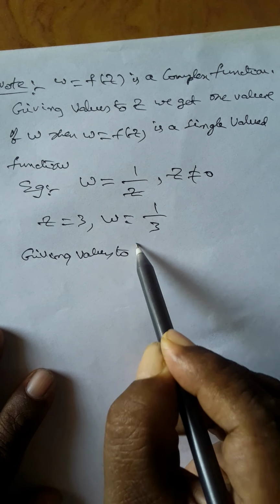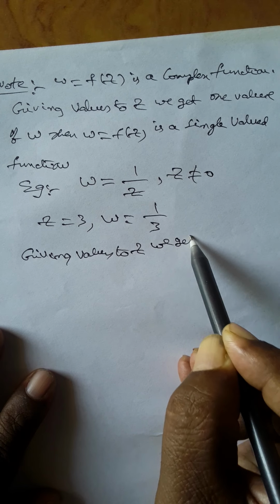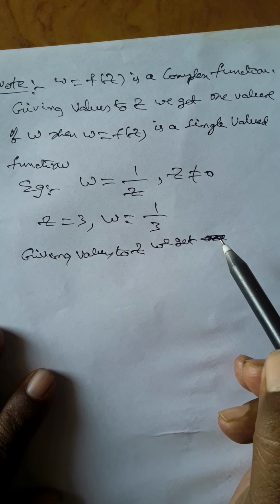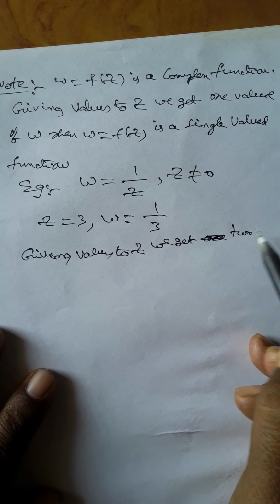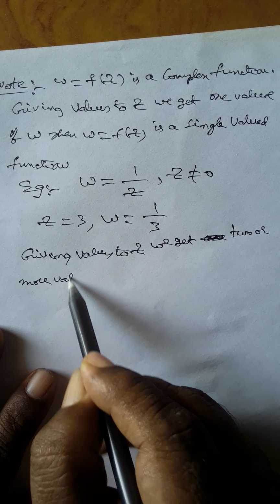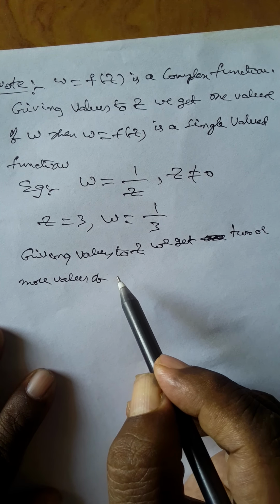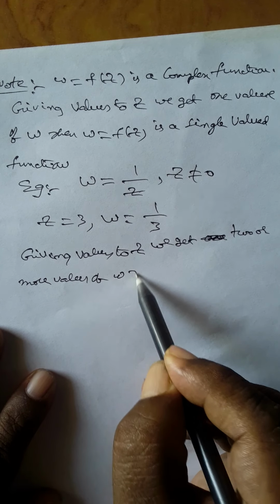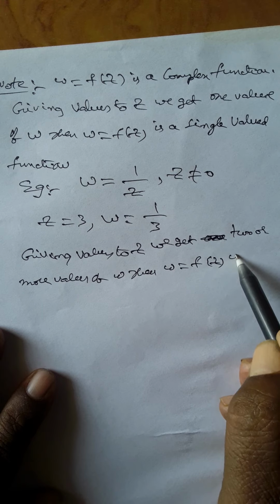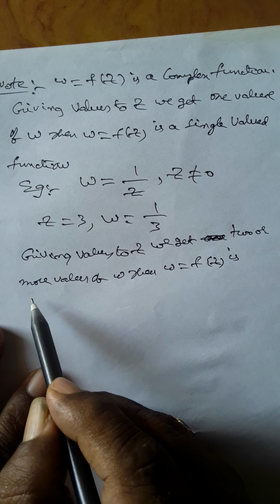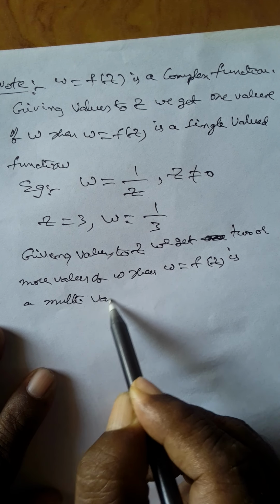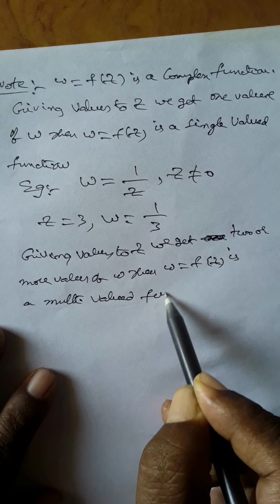Giving values to z, if we get two or more values of w, then w is equal to f of z is a multi-valued function.